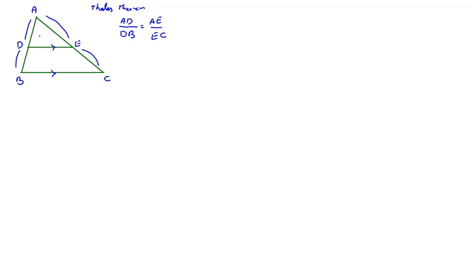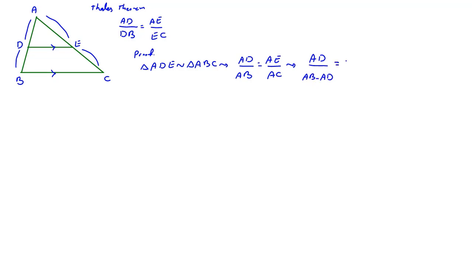The proof is easy. You can use that these two triangles are similar. ADE is similar to ABC. So we can say AD over AB, the ratio of corresponding sides, is equal to AE over AC. And then in fractions we can do this: AD over AB minus AD. Look, denominator minus numerator, and you should do the same thing on the right side: AE over AC minus AE, okay? So it will be AD over DB, since AB minus AD is DB, equal to AE over EC, since AC minus AE is EC.